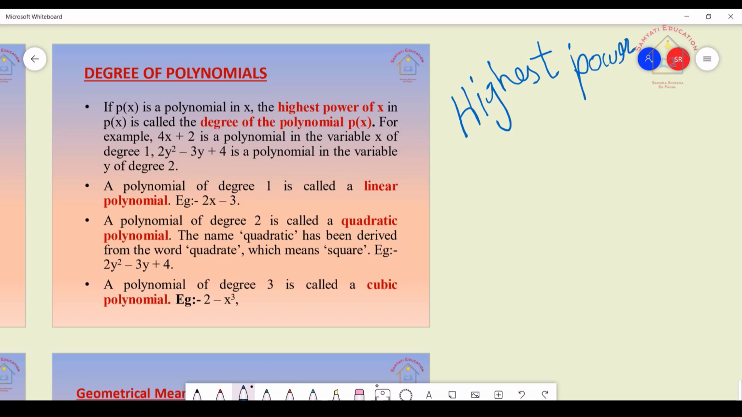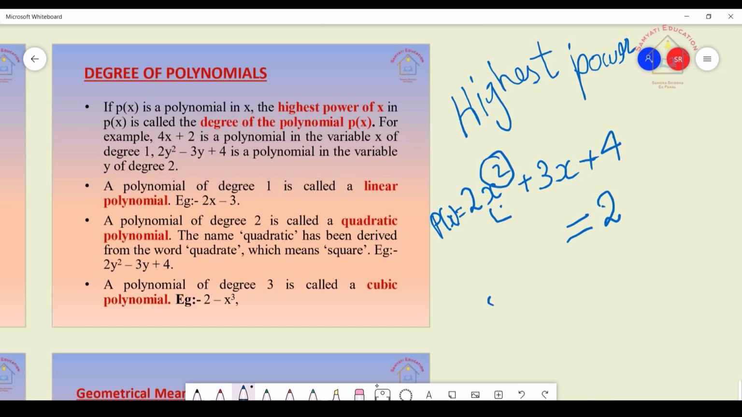As if we are writing a polynomial like 2x square plus 3x plus 4. Which polynomial is this? p(x). So if we write the polynomial as 2x square plus 3x plus 4, what is the highest degree of the polynomial here? The highest degree of the variable involved in this polynomial is 2. So the degree of this polynomial is 2.